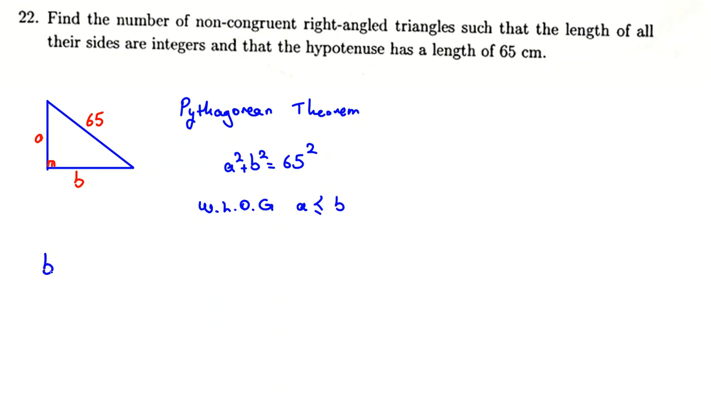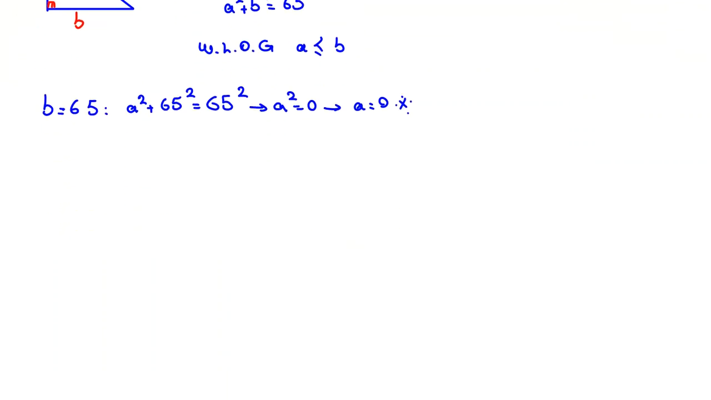So what is the greatest b? Can b be 65? No, because then we have a squared plus 65 squared equals 65 squared, and then a squared is 0, so a is 0. Contradiction. Can b be greater than 65? Then a squared will be negative. So the greatest b is 64.